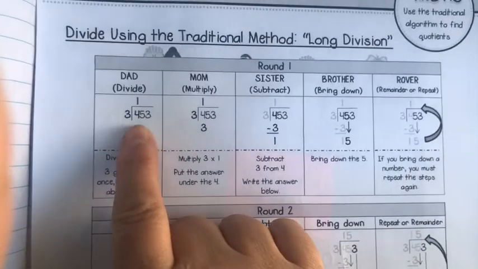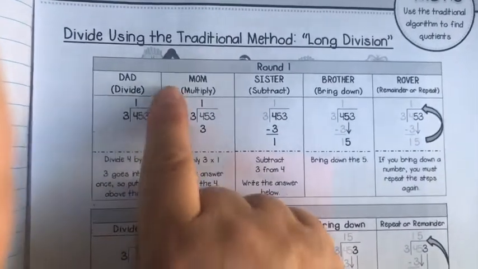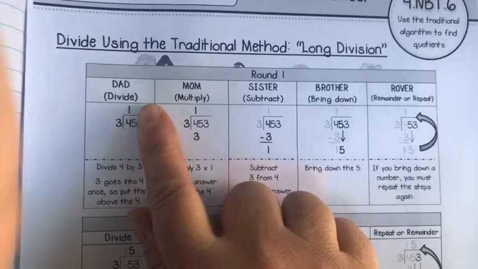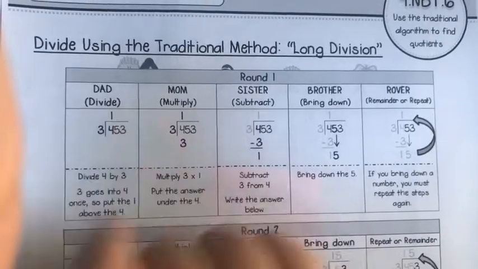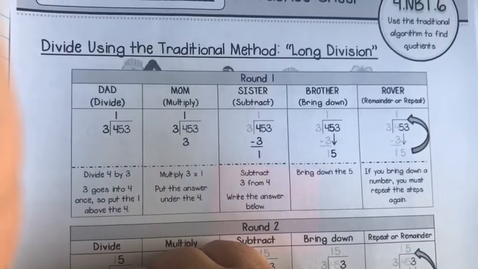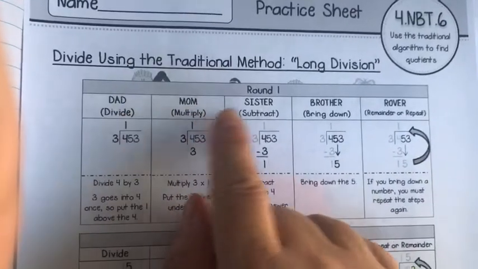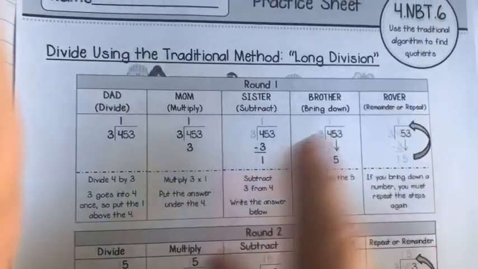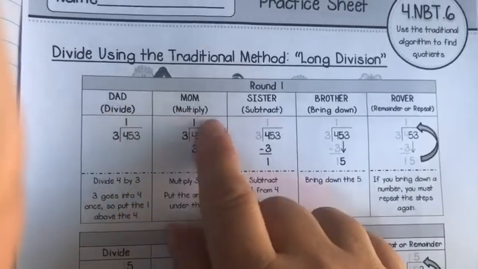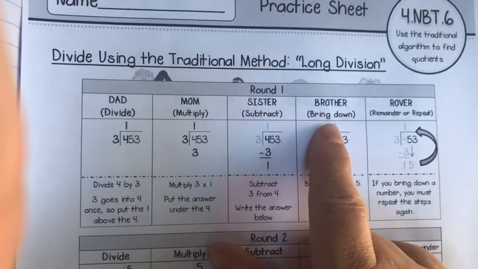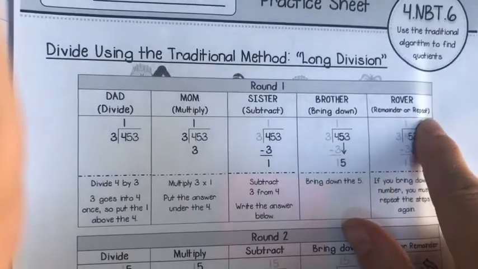And this shows you with the three-digit number, but like I said, it really doesn't matter if we just covered one of those up. It would be the same thing. So in order to do long division, we remember the saying, Dad, Mom, Sister, Brother, Rover. And those stand for divide, multiply, subtract, bring down, and then remainder or repeat.